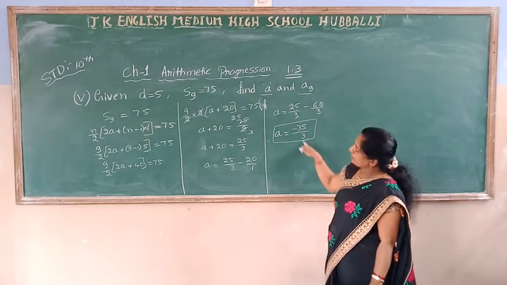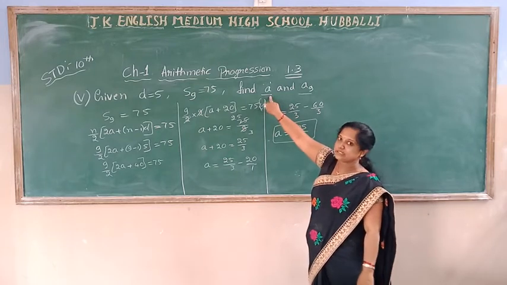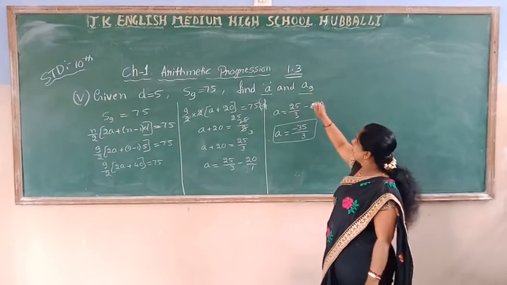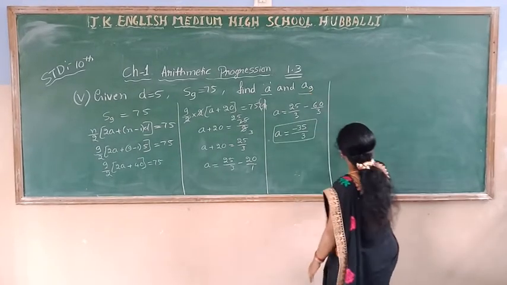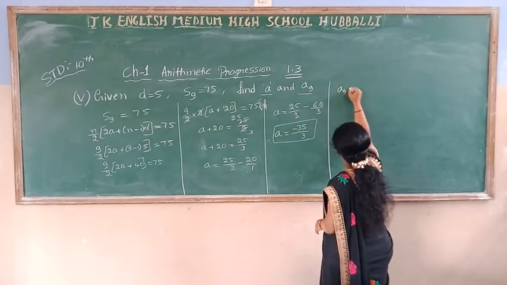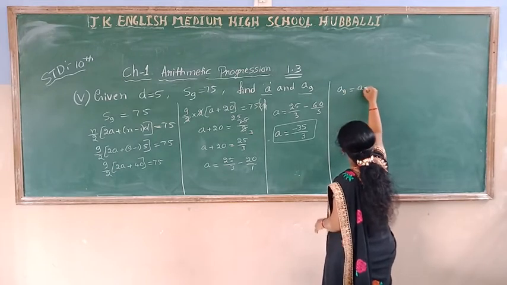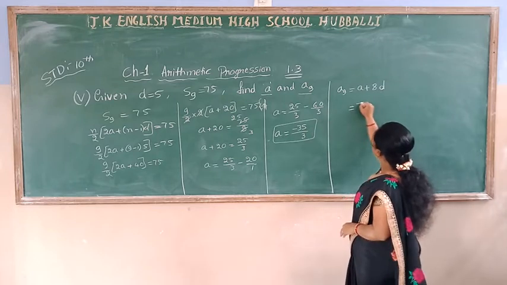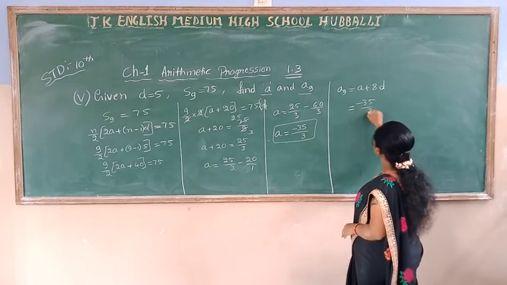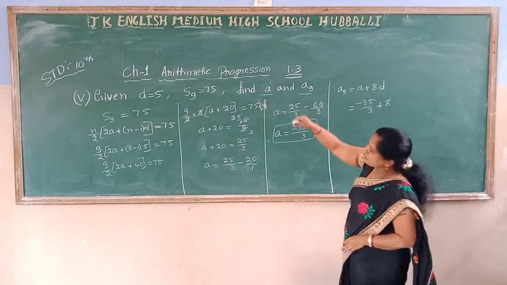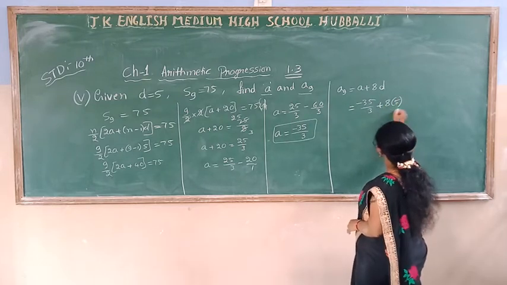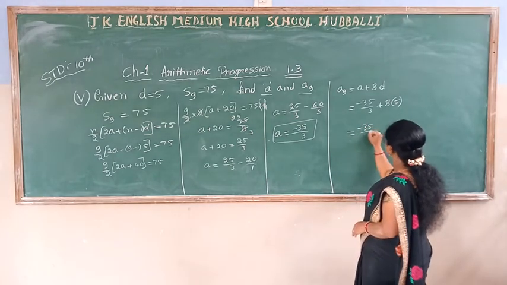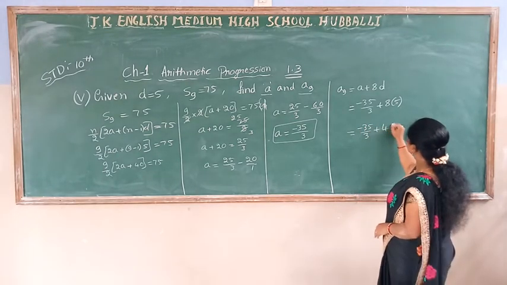So after getting the value of a, I got the value of one variable that they asked us to find out. Next, the 9th term value I find out. The 9th term, how can I write it? 9th term is equal to a plus 8d. Now a value I know, that is minus 35 by 3, plus 8, d value given as 5. So substitute and simplify. Now minus 35 by 3 plus 40.